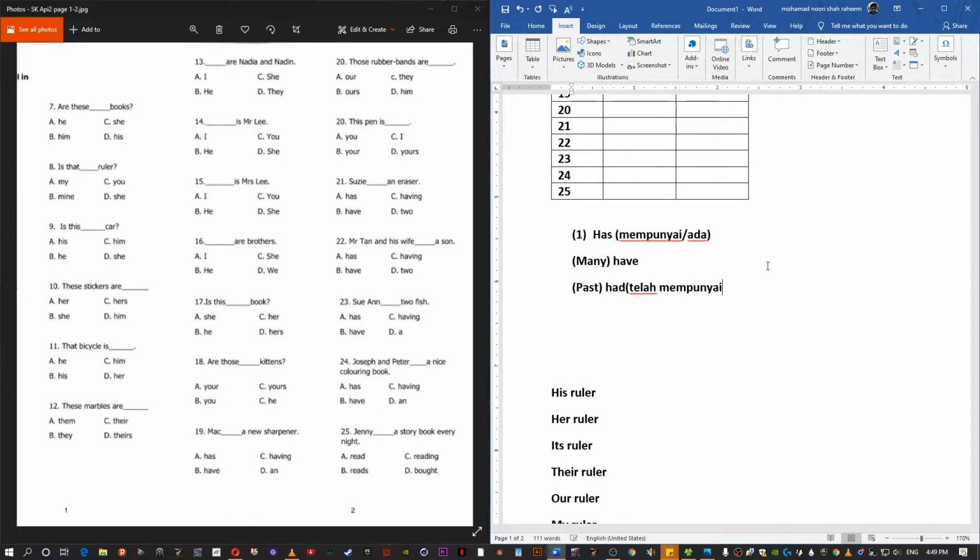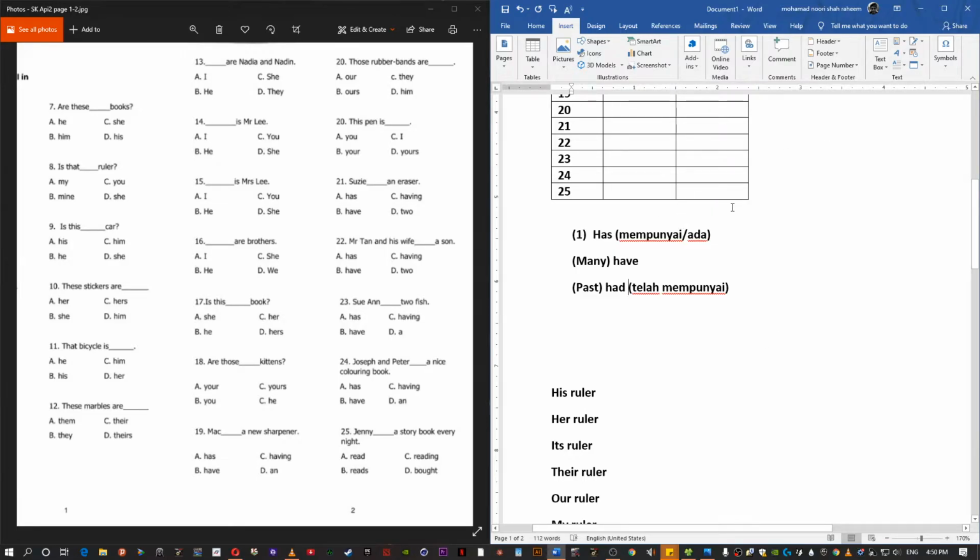Alright. Now, having tu apa benda? Having ni sama macam perkataan lain. Bila kamu tahu ing, ing tu apa dia? Kita dah pernah ajar ing ni maksudnya sedang. Betul? Sebab dia kata having maksudnya sedang mempunyai. Ayat tu mungkin akan jadi memening kepala sikit kalau kamu tak biasa dengan apa mempunyai dengan ada.